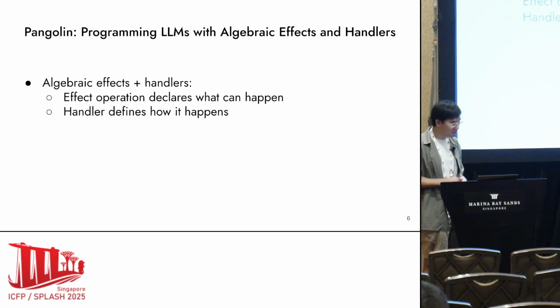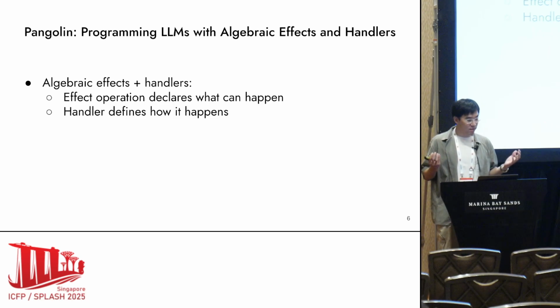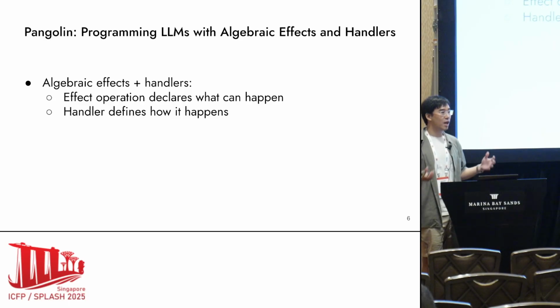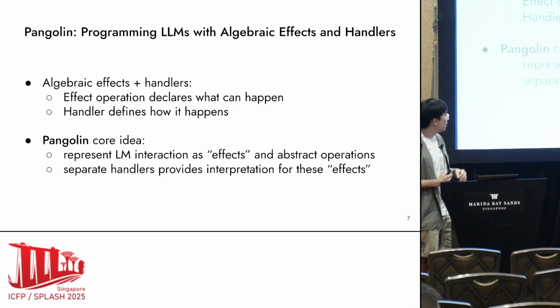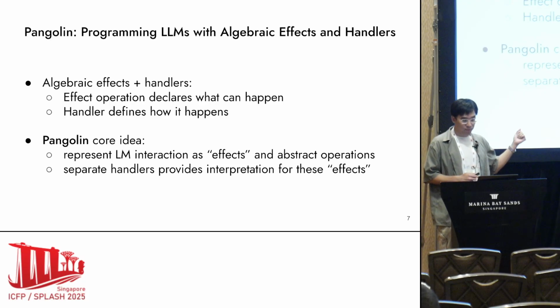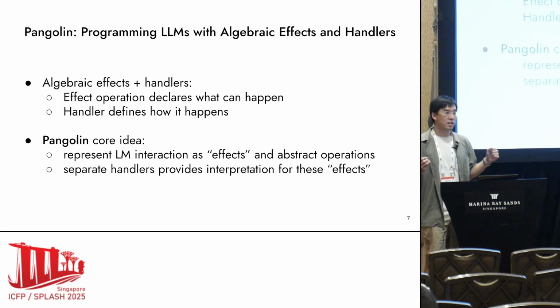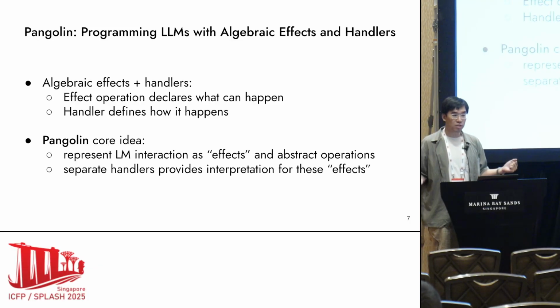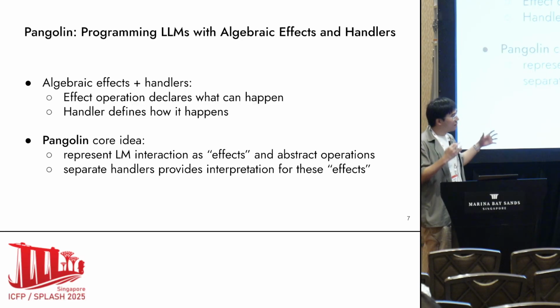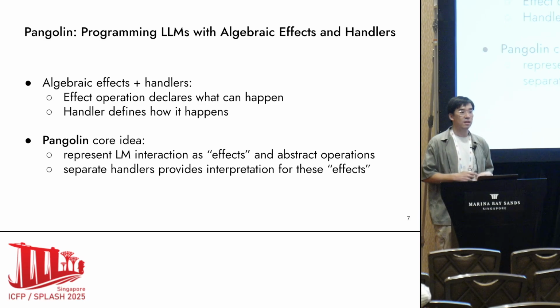The general idea here is really the same. We can express effects, which declare what can happen, and we use handlers to define how it actually happens. With this analogy, we propose a sketch language called Pangolin. The idea is to represent language model interaction as effects, which are entirely abstract operations, and we can define separate handlers providing the interpretation of those effects. Next, I'm going to talk about several examples with this still hypothetical language, and I hope to convince you that this is a good abstraction for programming language models.